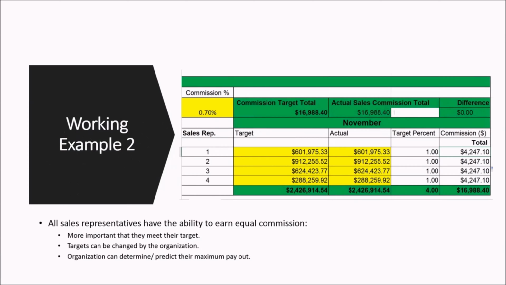The organization can actually determine or predict their maximum payout. So you can use a worst case scenario. You can say, okay, well, everybody will actually make their percentage, and this is the total amount that we would have to pay out. You can also say, okay, well, I believe that maybe X percentage of all the sales reps, maybe about 2 out of the 4 sales reps, so about 50%, will go over by X amount. So I can tell how much we will actually pay out as an organization, and you can predict what your payout would be and that you're comfortable with. Because if you're not comfortable with it, you can maybe change the commission percent to make it a little bit lower, to say, okay, well, if they make 100% of their target, we want to only pay out X amount.